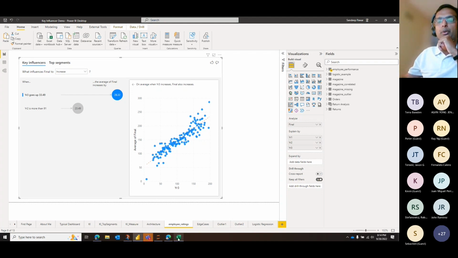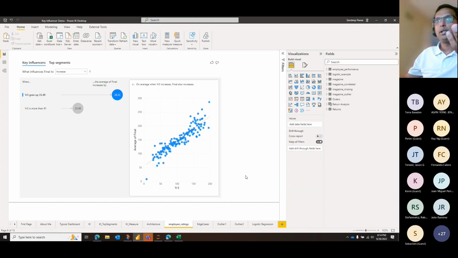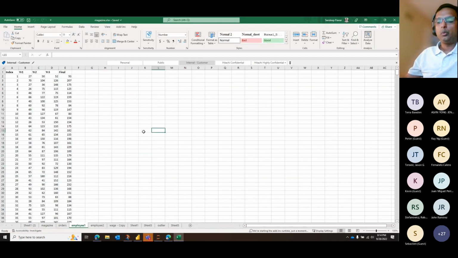Fernando asked how you basically validate this. If you are familiar with Python, you will obviously do this in Python. We don't have enough time here, but if you are, then you should absolutely do that. But one quick way of doing this is in Excel, and I'll show you how. We'll confirm the results that we're getting in Excel as well as in the Key Influencer visual.